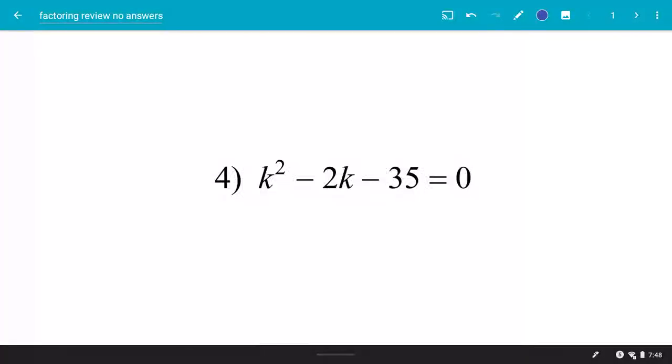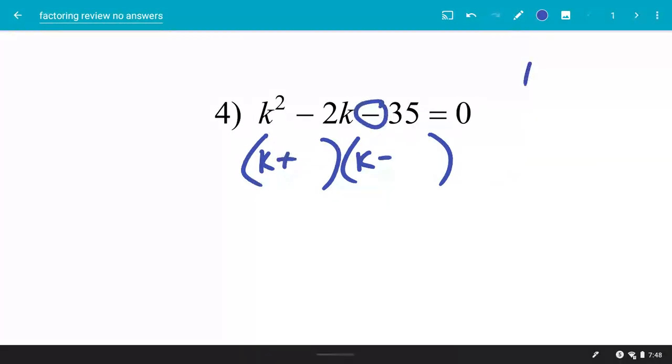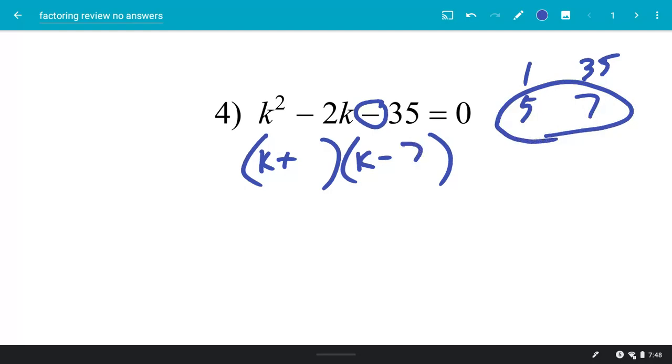Number 4. Is there a GCF? No. Is there a leading coefficient? No. So split the signs, put a variable in each. Signs are opposite, plus and minus. Factors of 35: 1 and 35, 5 and 7. Which of those come together to get me a 2? The larger number gets the sign from the middle.